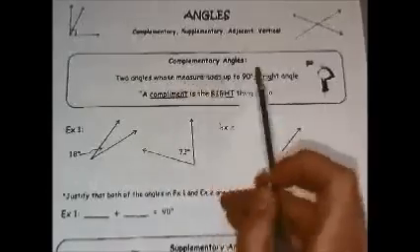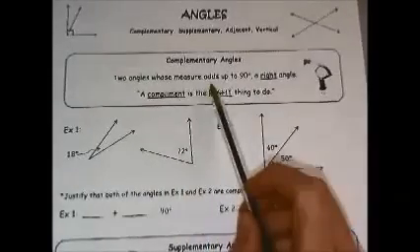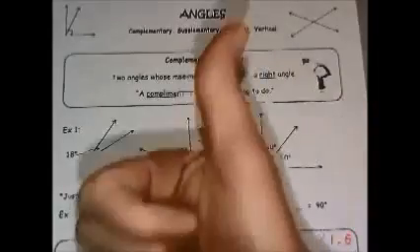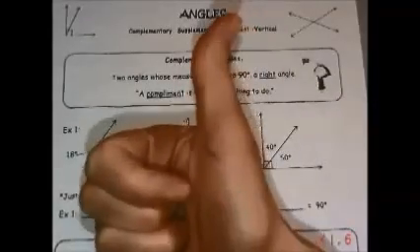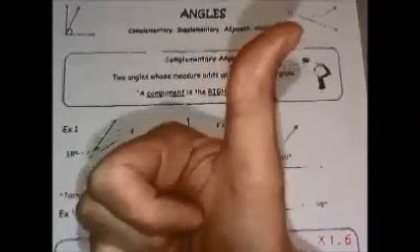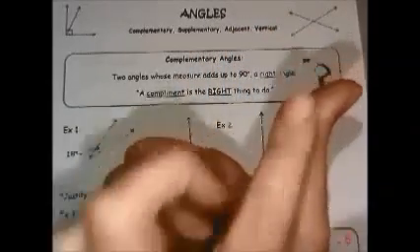Complementary angles are two angles whose measures add up to 90 degrees or a right angle. A compliment is the right thing to do. I think of a teacher giving you a thumbs up. That is a compliment. They're saying, hey, you're right. Well, when they compliment you that way, they're giving you a right angle.